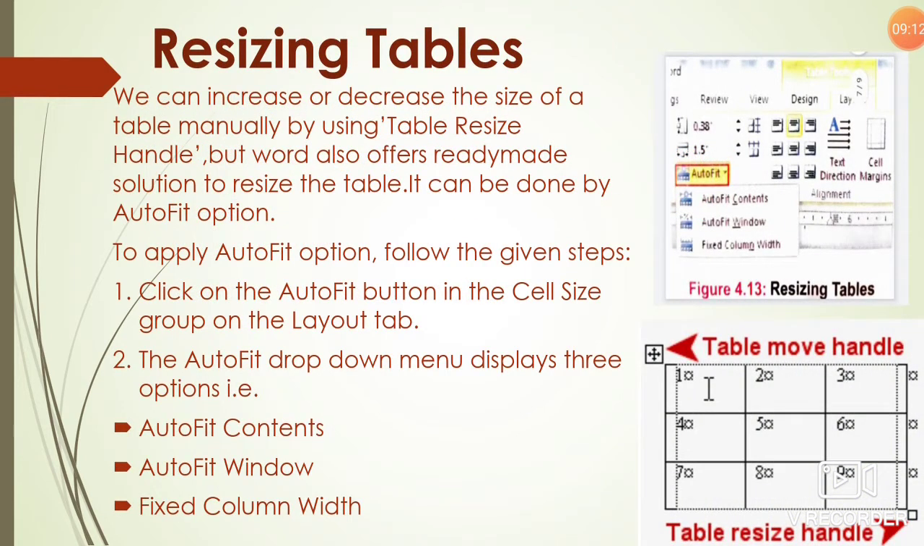Now next heading is resizing. Resizing means to change the size, that is, to increase or decrease the size of a table. It is very easy to increase or decrease the size of a table with the help of the table resize handle. Here you can see the table handle. One more thing is there, the table move handle. If you want to move the table in your document, you can use this box. Simply left click your mouse on this move handle and drag the mouse to wherever you want to fix your table.